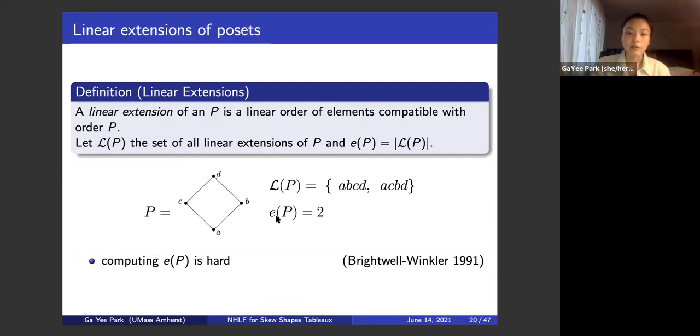And the number of linear extensions is denoted as e(P), and there are two of them. And in general, computing this number of linear extensions is hard, and I think the technical term is #P-hard, shown by Brightwell and Winkler.